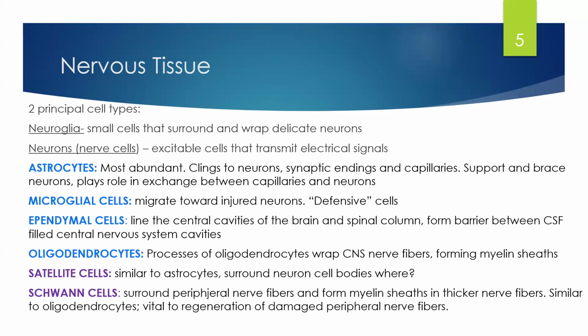And then getting into the PNS, satellite cells, these are similar to astrocytes. These surround the neuron cell bodies, and do we know where? Axons, yeah. And then the Schwann cells, these are kind of like the oligodendrocytes in that they produce or form myelin. The only thing with these is that these are found in the peripheral nervous system.